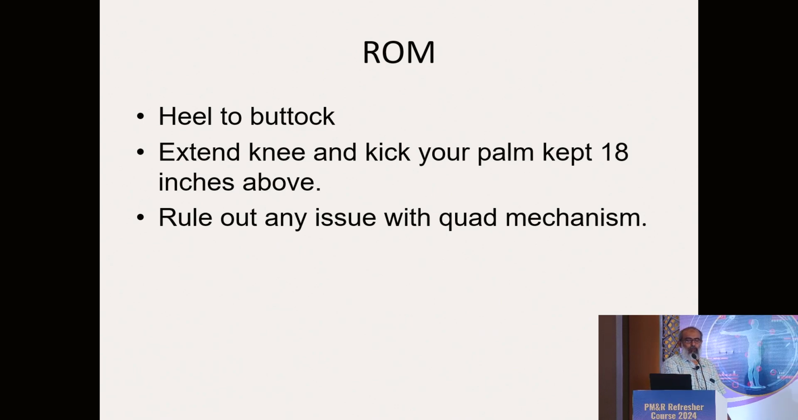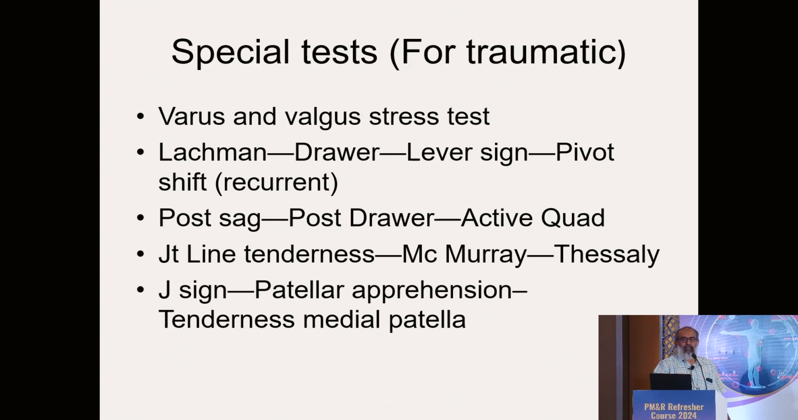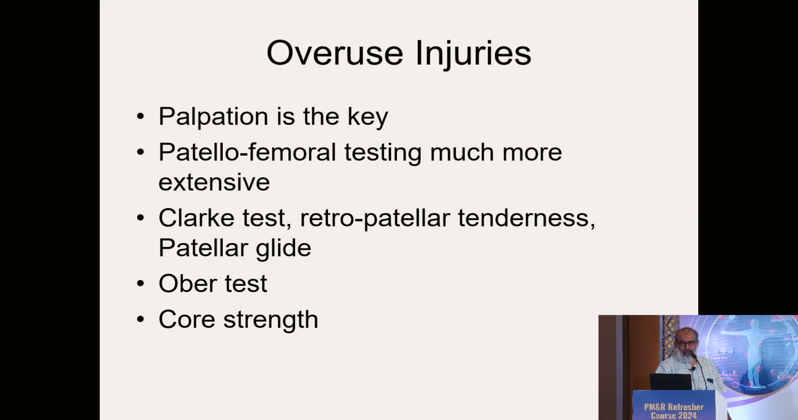Make the heel to buttock, extend the knee and kick your palm at 18 inches. That shows the quadriceps mechanism is fairly okay. Then rule out any issue with the quad mechanism. Then the varus and valgus test, and the order is Lachman, drawer, lever sign, pivot shift. Then posterior sag, posterior drawer, active quad. Joint line tenderness, McMurray, Thessaly. J sign, patellar apprehension, medial patellar tenderness. That is the practical order, and the sensitivity order, for these tests.